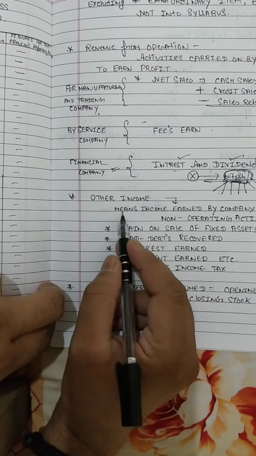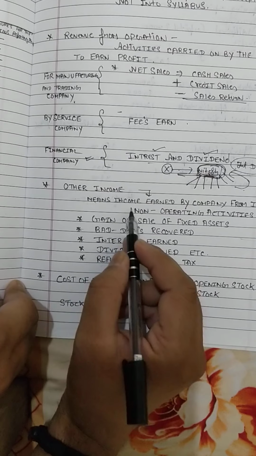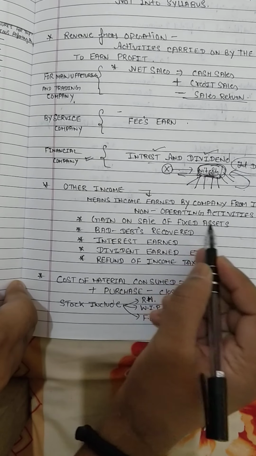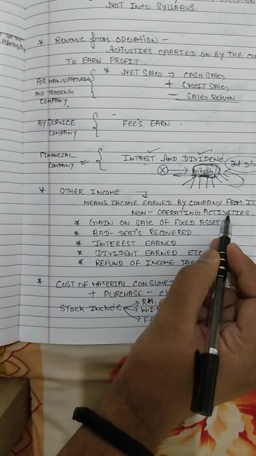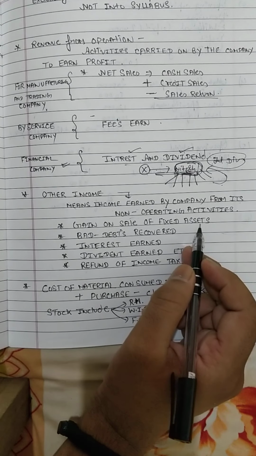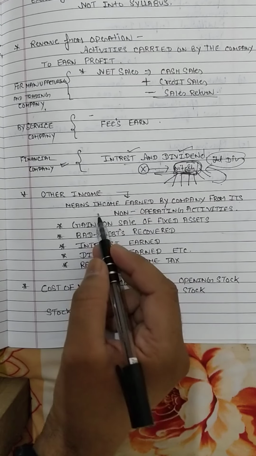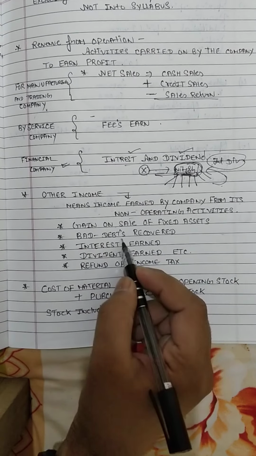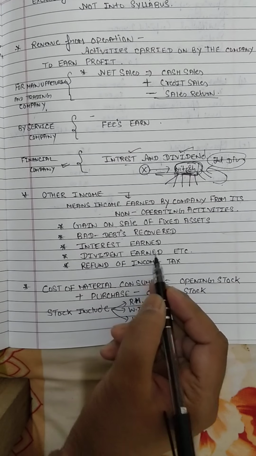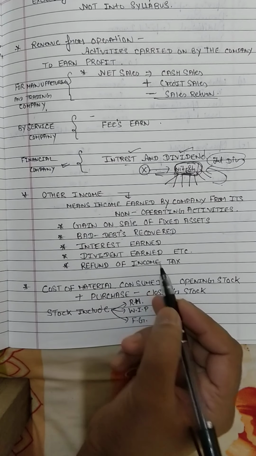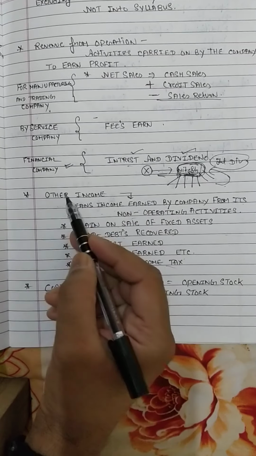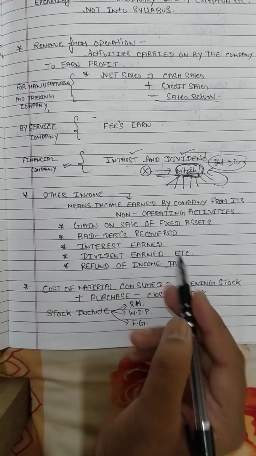Sir, what is other income? Other income means income earned by the company from its non-operating activities. Means if the activities of the business are non-operating, then it is called other income. For example: gain on sale of fixed assets, bad debts recovered, interest earned, dividend earned, refund of income tax. These are all examples of other income. Hope you are clear with all this.